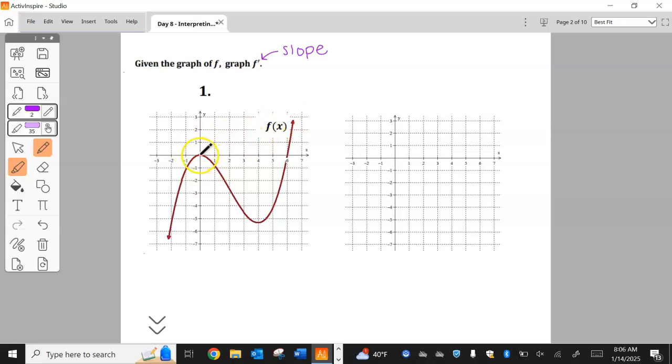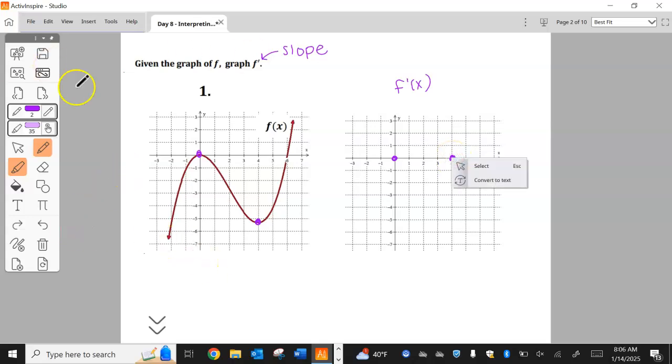So first thing I'm going to do is look at my graph of f of x and mark the points where the slope is 0. That would be like your turning points where you're flat. Remember, slope of 0 is like a horizontal line. So at x equals 0, I have a slope of 0. So I'm going to transfer that over to my graph of f prime. On this graph, the y values are the slopes of this graph. And so then at 4, I also have a slope of 0.